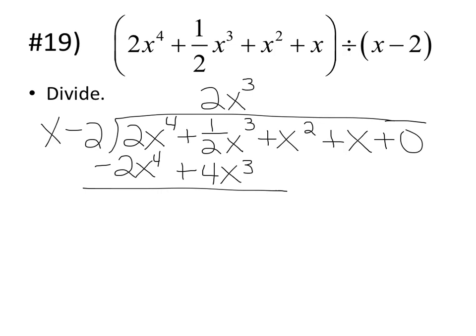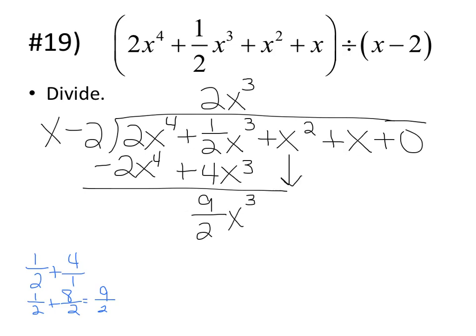So if we added them, if we did 1/2 plus 4 over 1, our common denominator would be 2, right? And then you say 1 goes into 2, 2 times 4 is 8. So we would have 9/2. So we're going to do 9/2 x cubed. Bring down your x squared. Okay? So now we've got x times what is going to give us 9/2 x cubed.